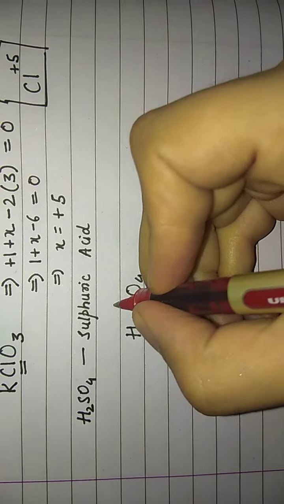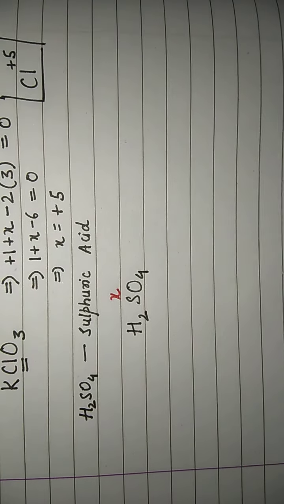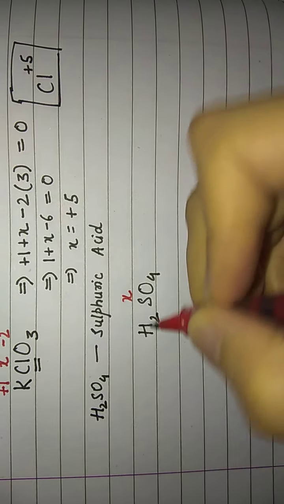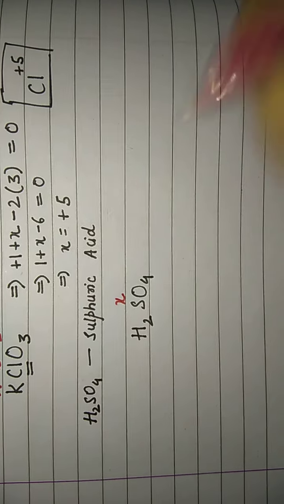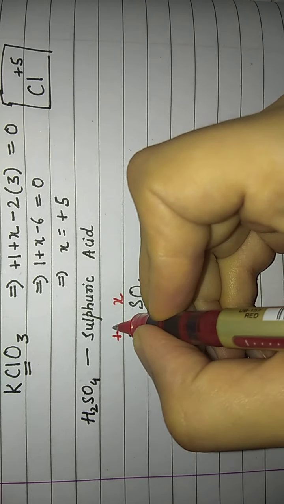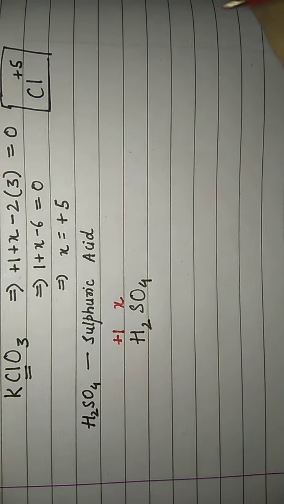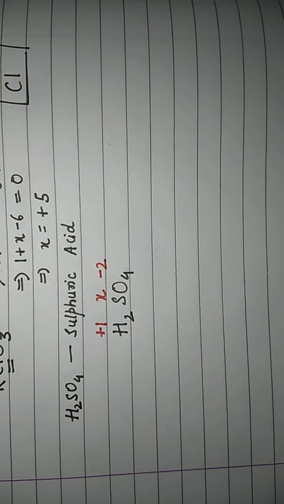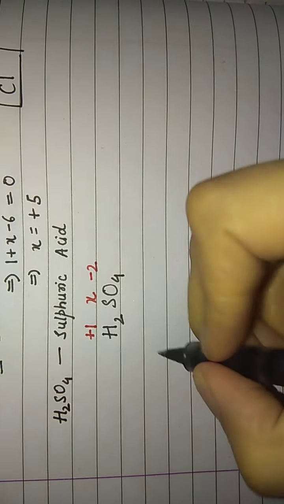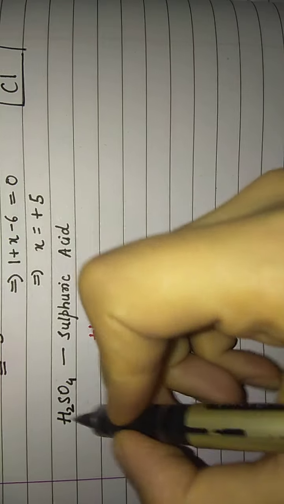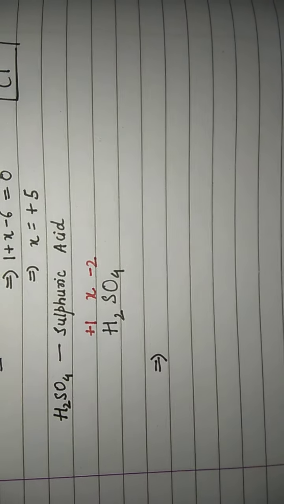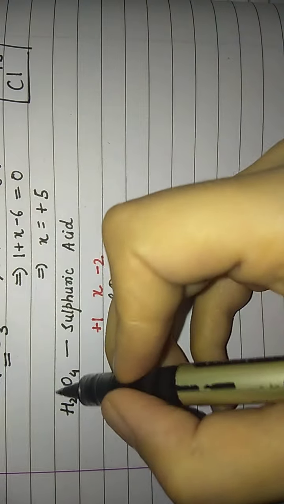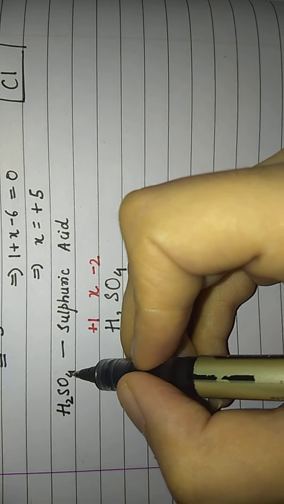Alright, now I want you to calculate the oxidation state of sulfur in this molecule. You know that hydrogen loses one electron and acquires an oxidation state of +1. We've already covered this in detail in class 9th and 10th. Oxygen is -2. The equation will be, and this is again an electrically neutral molecule, there is no net charge present on H2SO4 as a whole.